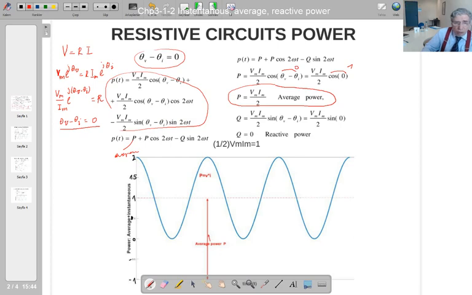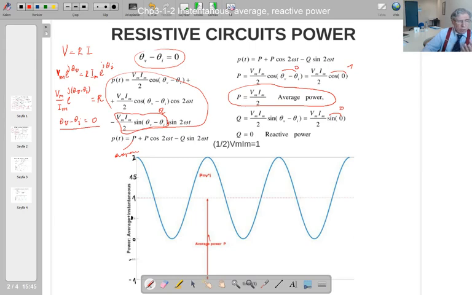The reactive power was this. Reactive power, and we show it as Q. Since this phase difference is equal to 0, sine 0 is equal to 0, so reactive power is 0. There is a conclusion now we can get out of this. What is that conclusion?